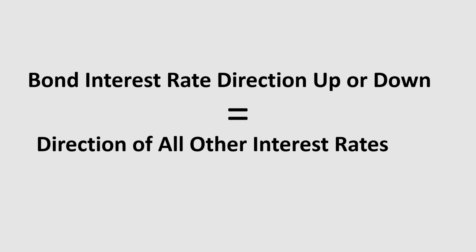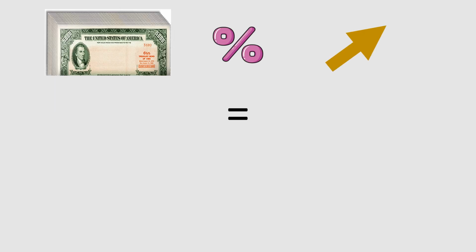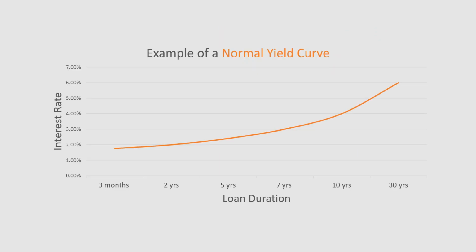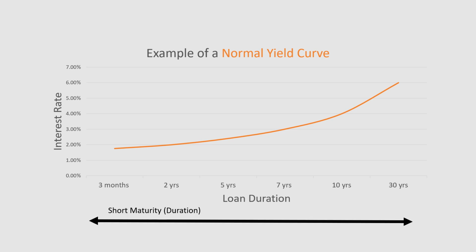All interest rates in the country are benchmarked to government bond rates. So for example, if the 3-month government bond rate goes up, the interest rate for all 3-month loans in the country should go up too. That's why we focus on government bond interest rates to know the direction of all other interest rates in the country. So a yield curve plots interest rates of short maturity and long maturity government bonds.